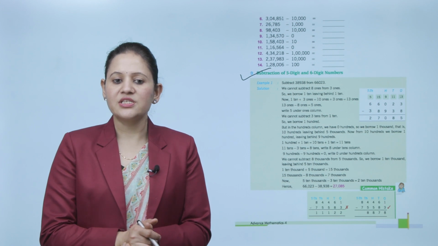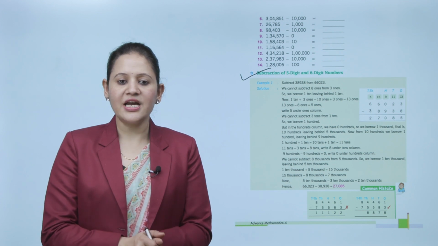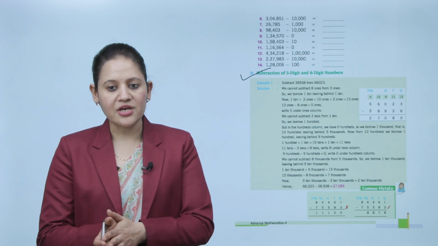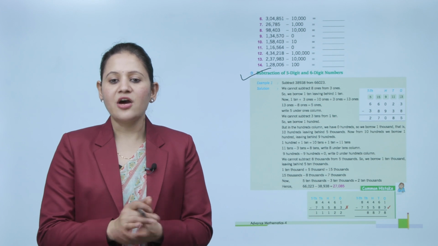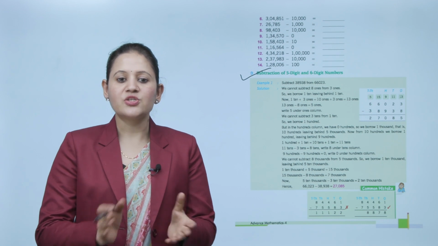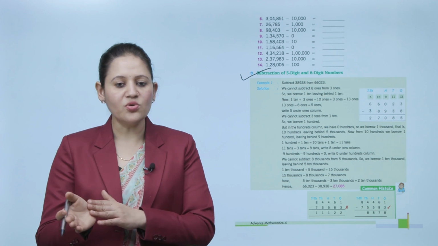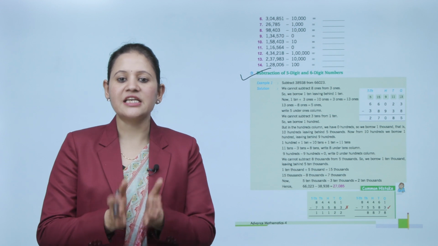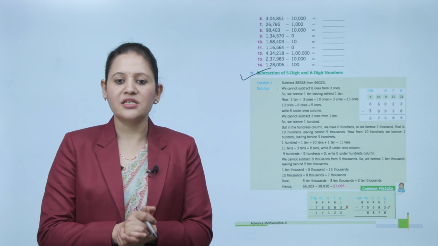With 5 under the ones column, we cannot subtract 3 tens from 0 tens. So we will borrow 1 hundred. But in the hundreds column we have 0, so we will borrow 1 thousand. That is 1 thousand, leaving behind 5 thousand. Now from 1000, we will borrow 100, leaving behind 900. So 100 plus 10, that is 110, is equal to 11 tens. Clear? 11 tens minus 3 tens is 8 tens. Write 8 under the tens column. 9 hundreds minus 9 hundreds is 0. Write 0 in the hundreds column.